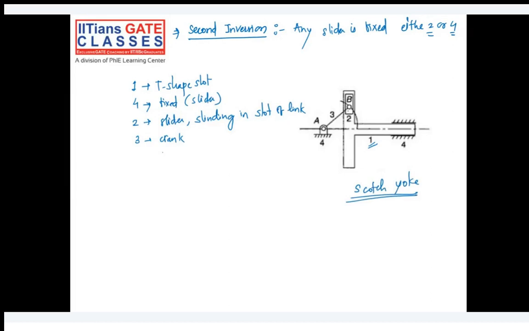Let me try to draw. Okay, so this B point here, B dash, B double dash, B triple dash, and B 4 dash. Basically at B dash and B triple dash, we are at the center. Whenever we are at a B triple dash, the end of link number 1 is here, and whenever we are at a B double dash, the end of this link is somewhere here.